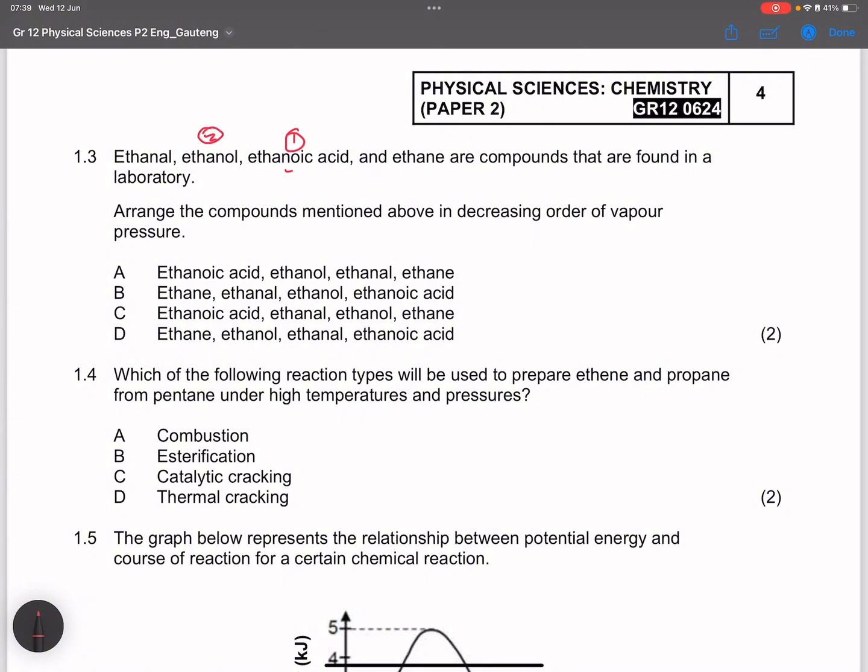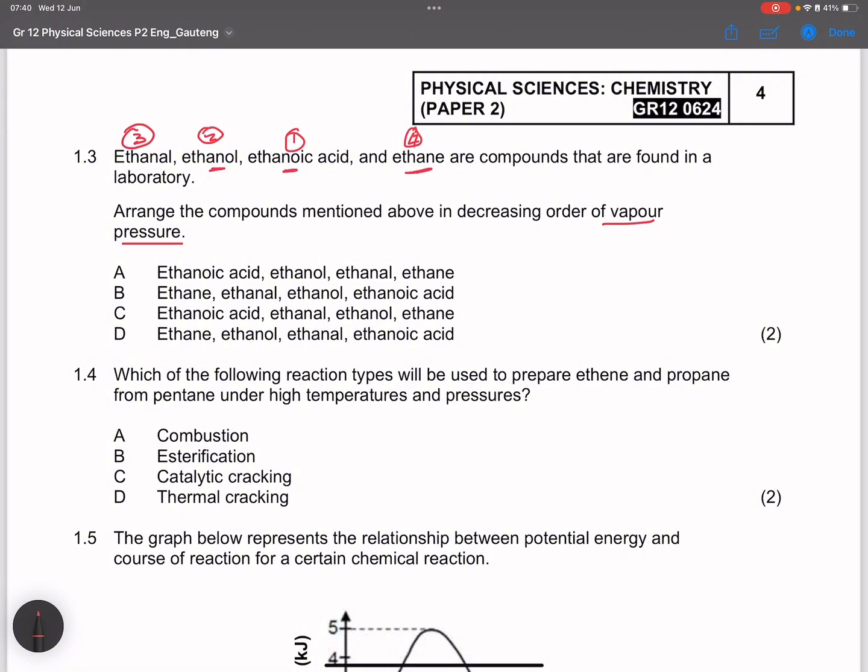Remember, both of these have hydrogen bonds, but ethanoic acid has two sides of hydrogen bonds, while ethanol has one side. And then the next one has dipole forces, and of course, the last one on London forces is ethane. So now that means in terms of a decreasing order of vapor pressure, we're going to start with the one with the highest vapor pressure. And remember that the one with the highest vapor pressure is the one that has the lowest intermolecular force. I hope you get that. So highest vapor pressure means we've got the lowest intermolecular force, and that means it's going to be ethane.